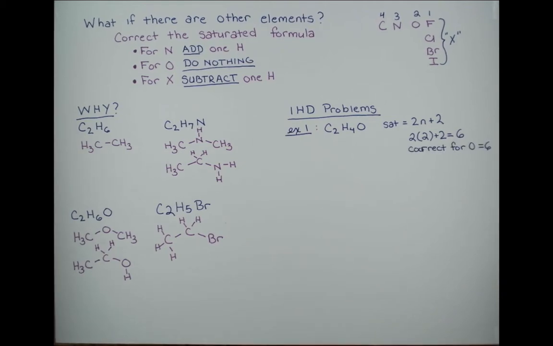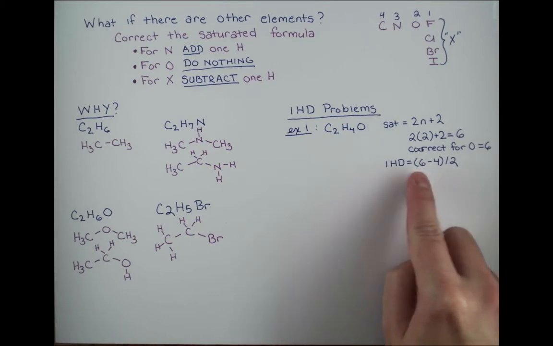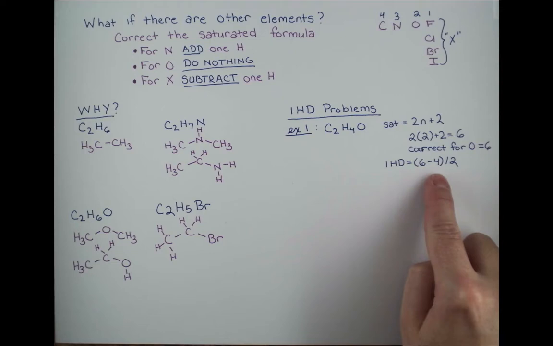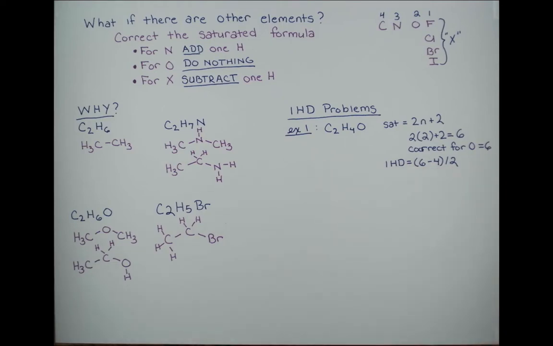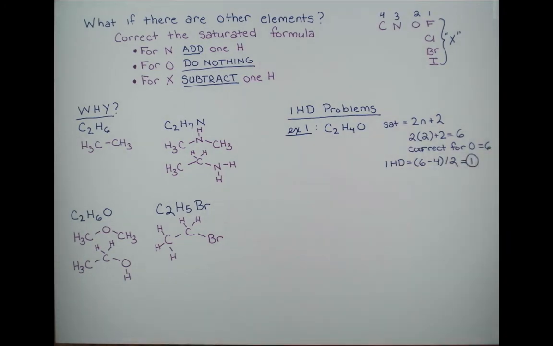So this is going to be the number that we use. Now let's do our IHD calculation. We take our 6 expected hydrogen atoms for the saturated formula, subtract the hydrogens in our actual formula, and divide by 2, and this gives us a degree of unsaturation of 1. So we can have 1 double bond or 1 ring. There are a few structural possibilities for this formula.